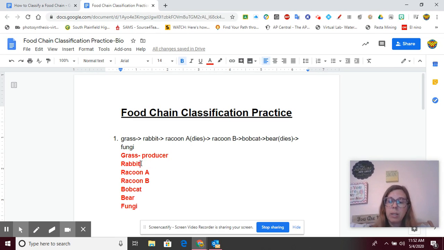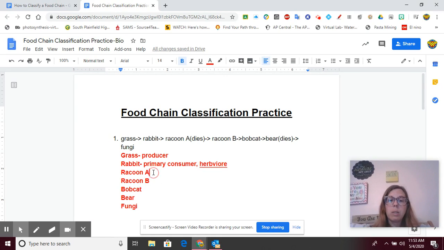Now we go on to the next organism, which is the rabbit. We go back to the first question. Is it a producer or a consumer? Well, the rabbit is eating the grass, so it is a consumer, which means we go on to the second question. What level consumer is it? Since this is the first consumer in the food chain, it is the primary consumer. Then the third question. Is it an herbivore or a carnivore? Well, the rabbit is eating grass, which makes it an herbivore. And when we write herbivore, we're done with this organism.